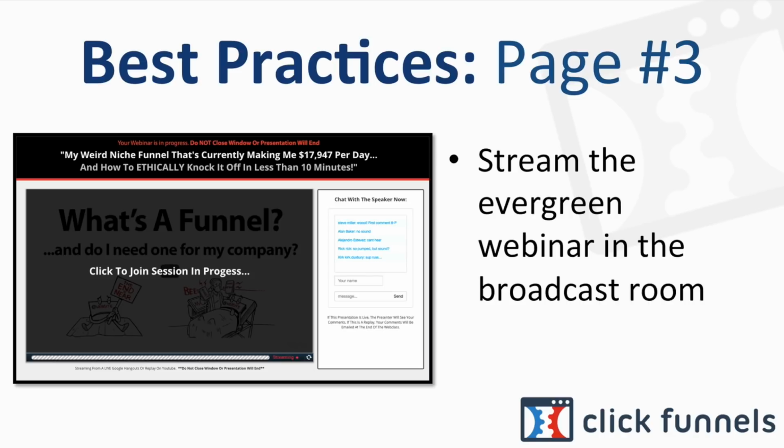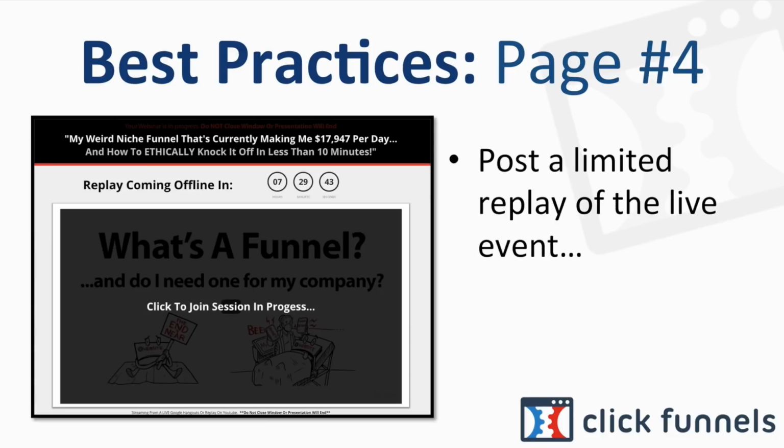Now the third page is the actual broadcast room where you're broadcasting and you're pushing out your presentation, okay? So here's where you stream the evergreen webinar into a broadcast room. And then page number four is after the event's over, then you set up a replay page where you can post a limited replay of the event for people to come and watch. And this is how you maximize sales from any webinar event that you are doing, okay?